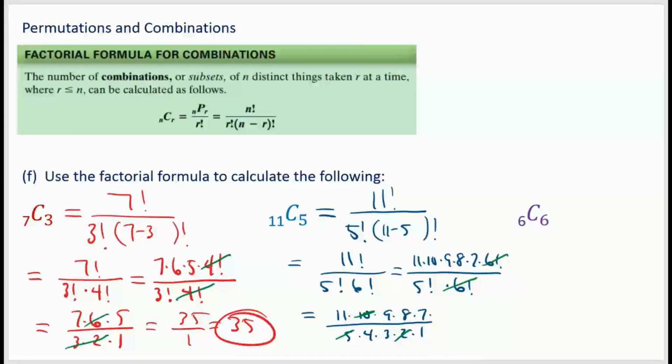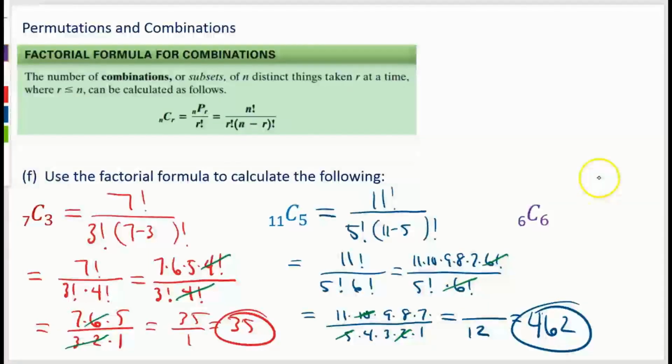And so I'm just going to type in my calculator 11 times 9 times 8 times 7 divided by 4 times 3 times 1. Now on the bottom I know that's 12. So I could say 11 times 9 times 8 times 7 divided by 12 and see what I get. And I get 462 possibilities if I have 11 things to choose from and I'm only picking 5 of them at a time, and the order that the sets are in does not matter.